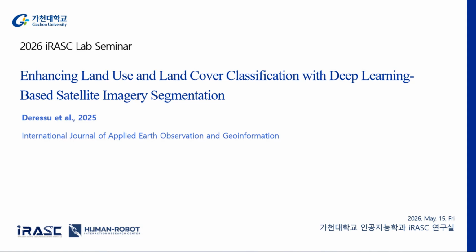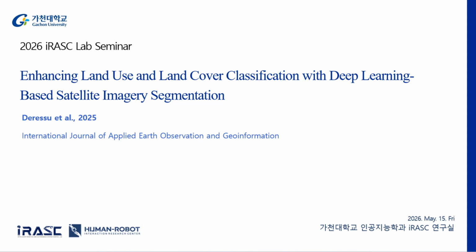I chose this paper for two main reasons. First, this paper focuses on land use and land cover classification from satellite imagery, which is closely related to remote sensing image recognition. Second, it presents a relatively complete research workflow, including satellite image dataset construction, LabelMe annotation, mask generation, deep learning model training, model comparison, and performance evaluation.